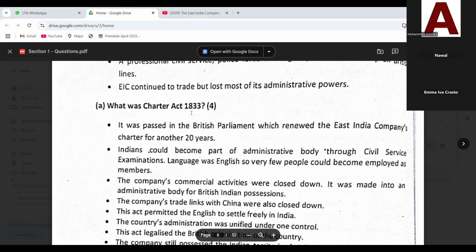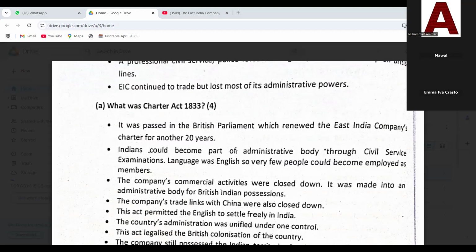All right. So the Charter Act of 1833 was basically an act of parliament that renewed the East India Company's charter for another 20 years. That meant that the East India Company was allowed to trade with the subcontinent for the next 20 years. And Indians could now become part of the administrative body through civil service.